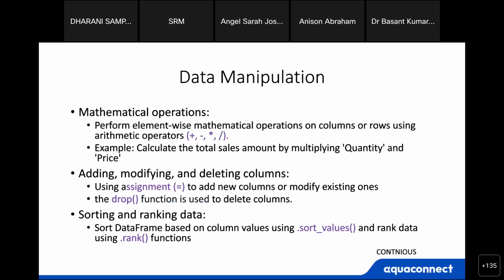Adding, modifying, and deleting columns. The assignment function is used to add a new column or modify an existing one, and the drop function is used to delete a column. Sorting and ranking the data. The sort function is used to sort the data based on certain conditions, and the rank function is used to assign a rank to the data.